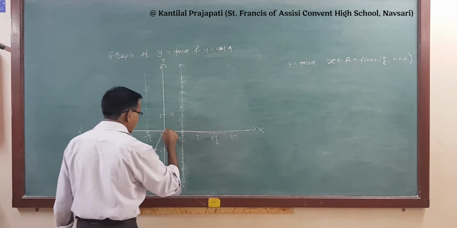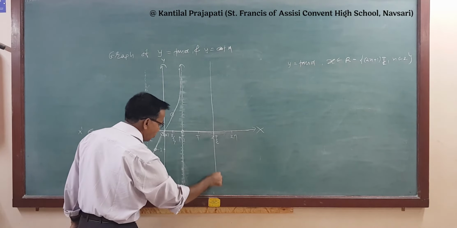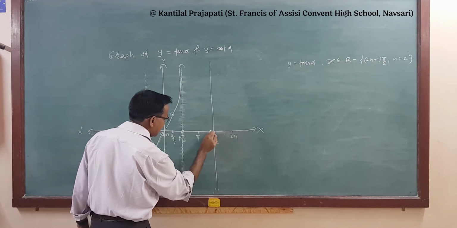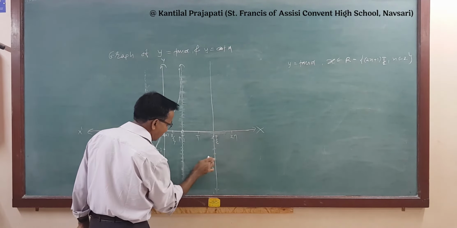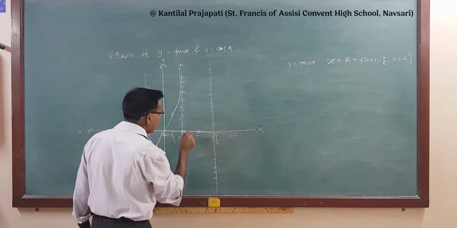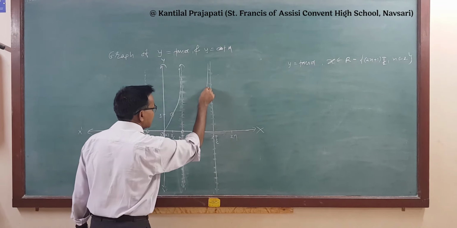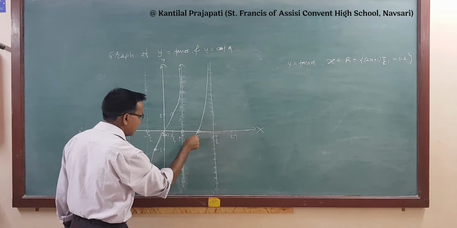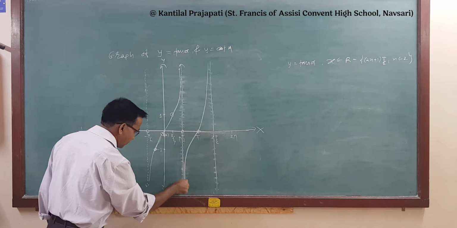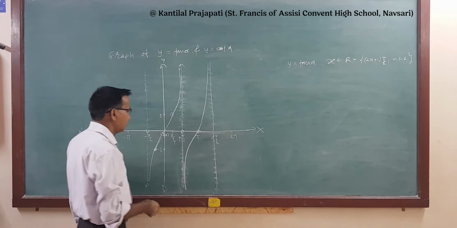Similarly, in the interval between pi by 2 and 3 pi by 2, you get the same shape here. Put the dotted line here. In this way, you get the graph which passes through 0 and pi, and the graph will be like this.